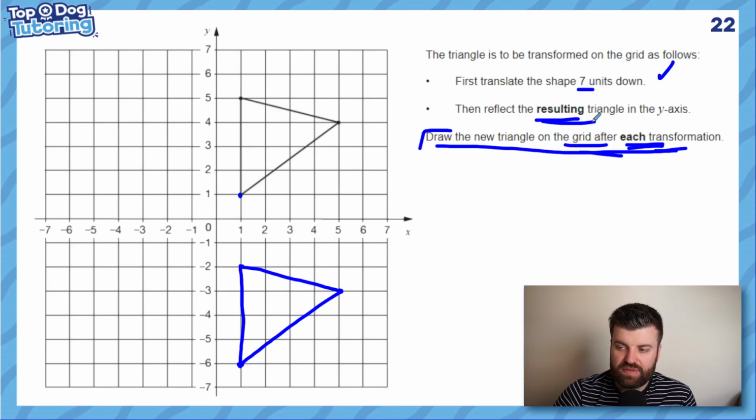Now reflect the resulting triangle, which is the new one, in the y-axis. We're not reflecting this one. We're reflecting the new one in the y-axis. So the y-axis is here. Don't be put off by the fact these numbers are in the way. This still counts as 1 square.